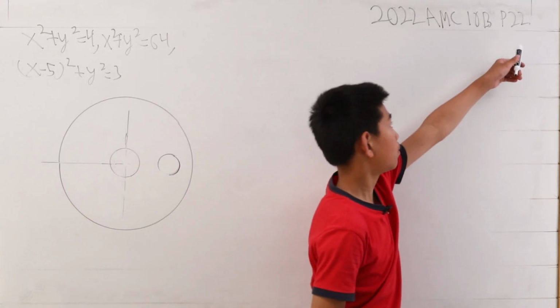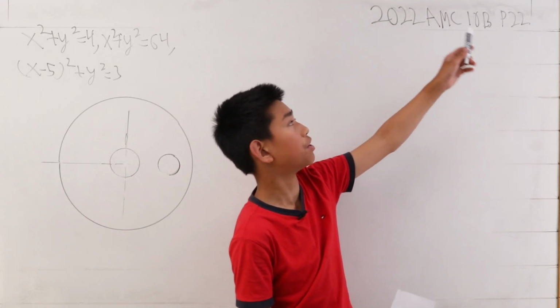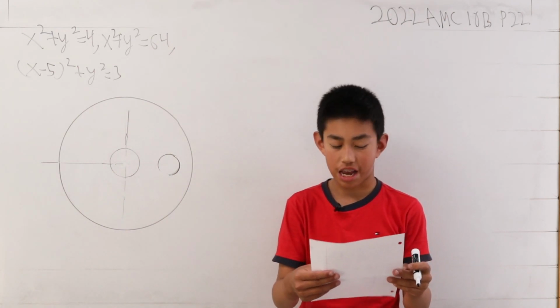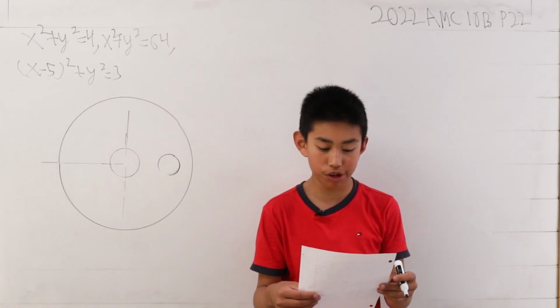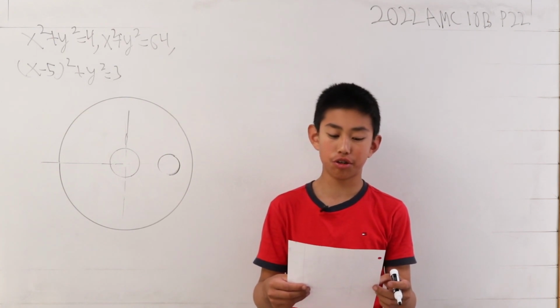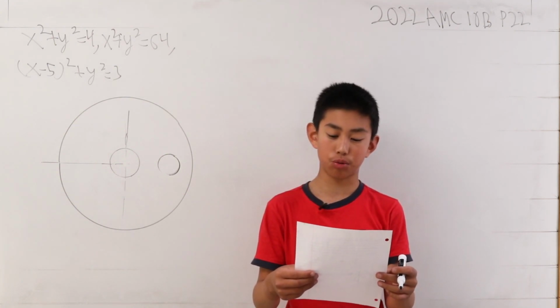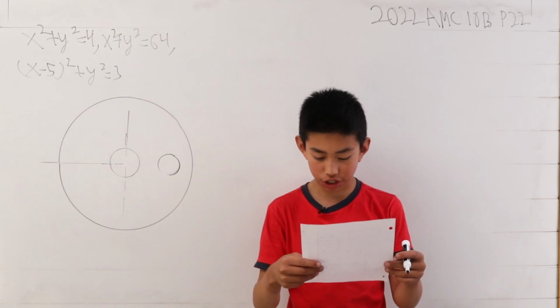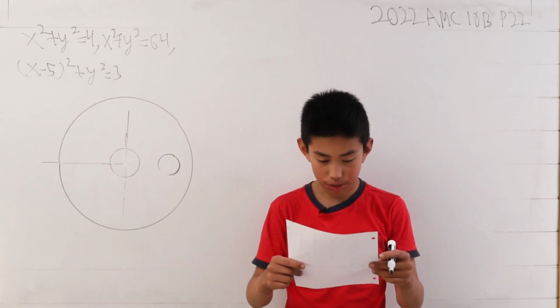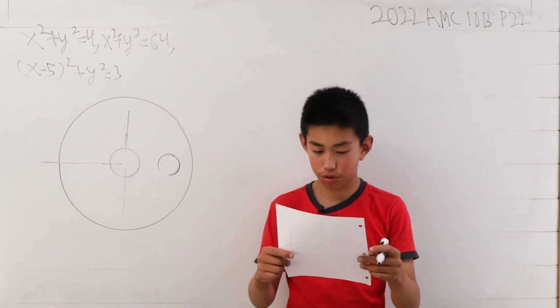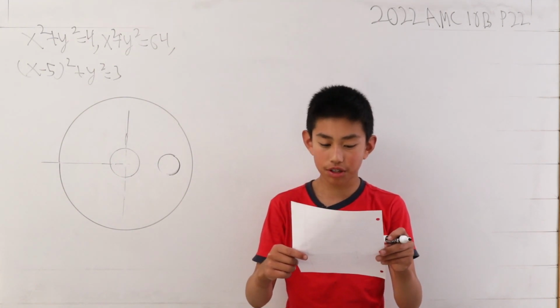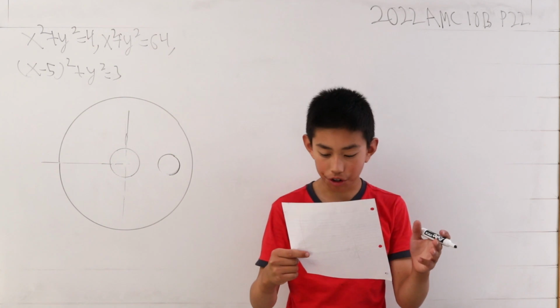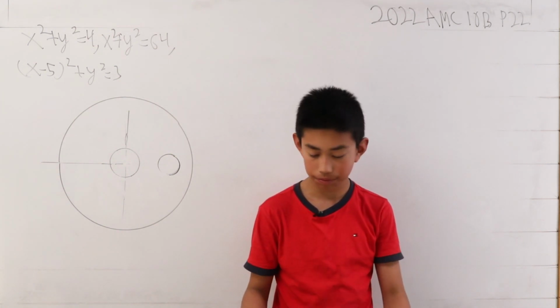Today we're solving problem 22 from the AMC 10B of 2022. Let S be the set of circles in the coordinate plane that are tangent to each of the three circles with equations x squared plus y squared is 4, x squared plus y squared is 64, and (x minus 5) squared plus y squared is 3. What is the sum of the areas of all circles in S?